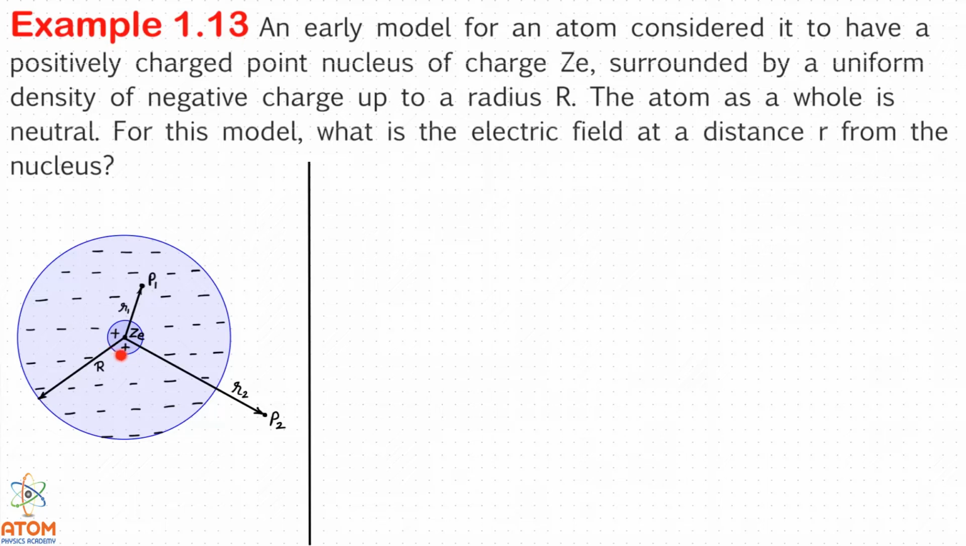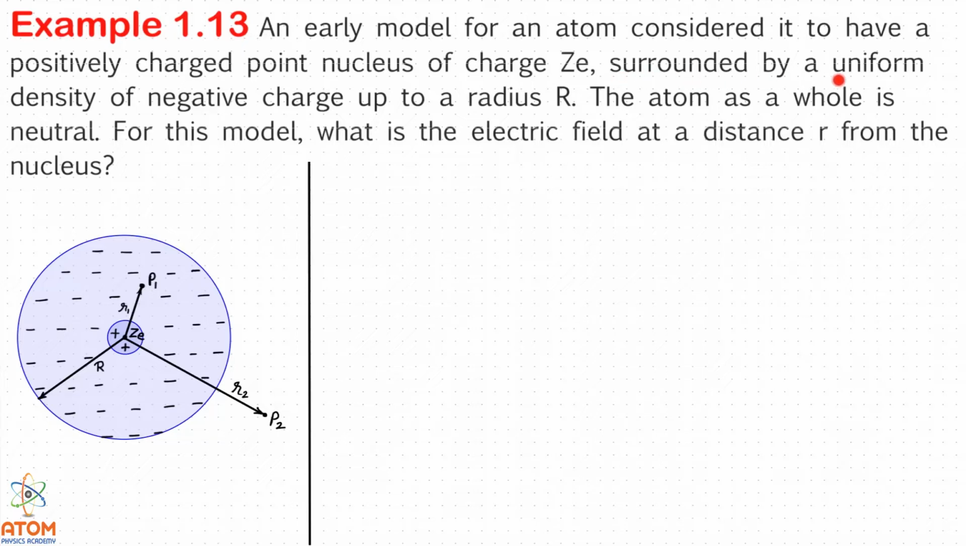Z is the atomic number and e is the charge of electron. So the charge of this nucleus becomes Ze. You can see here is the point-like charge. Though it is not exactly shown as point-like, we have to consider it as just a very point-like charge. You can see positive charge is shown and the charge is Ze.